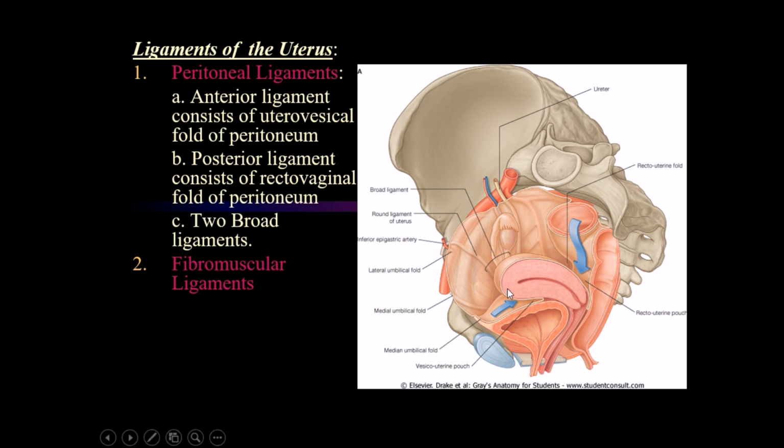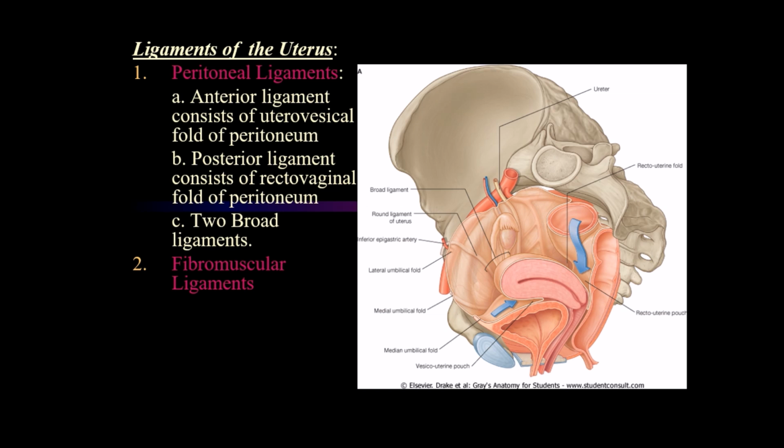So this fold of peritoneum which is hanging over the fallopian tubes and downwards will be called the broad ligament, because there are two fallopian tubes on either side, so there will be two broad ligaments. So these are nothing but the peritoneal folds.